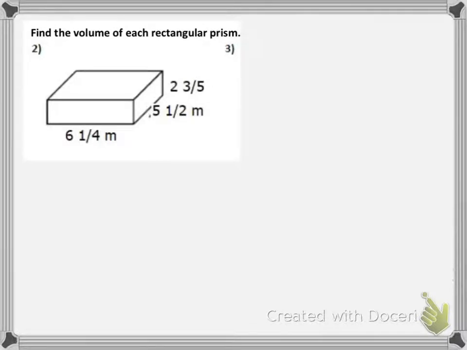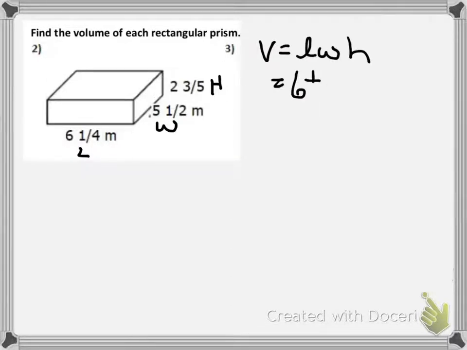All right, number 2. We want to find the volume of the rectangular prism. The length is 6 1/4, the width is 5 1/2, and the height is 2 3/5. So again, we're going to substitute that into our formula, length times width times height. So you have 6 1/4 times 5 1/2 times 2 3/5. And you can type that into your scientific calculator if it allows you to put in mixed numbers. Otherwise, we're going to convert these over to improper fractions, and then we'll multiply the numerators and denominators.